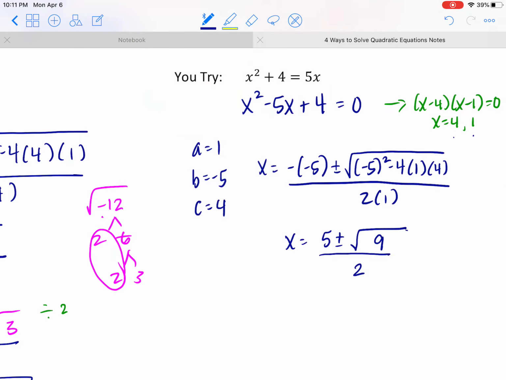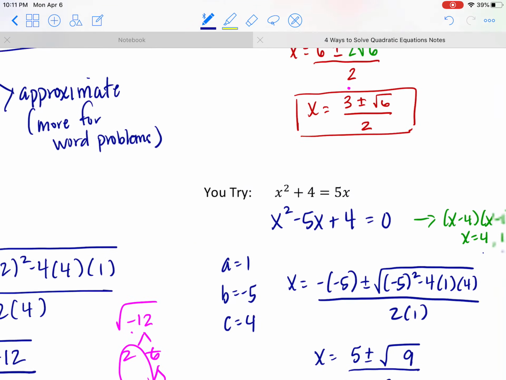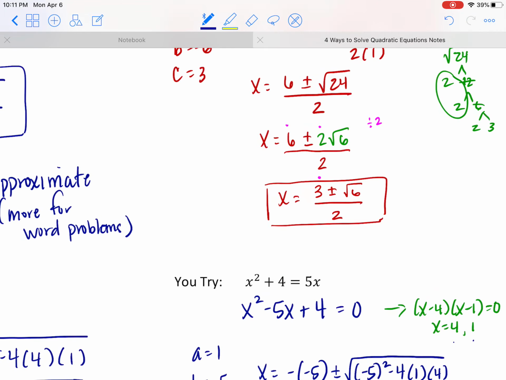And I knew it was going to be a perfect square because I knew these answers were going to have to work out to be nice, rational answers, so I knew I was going to have to be able to take that square root. So if you find yourself working through the quadratic formula and you end up with a perfect square underneath the radical, it means you could have solved by factoring, okay? But let's make sure you can handle the simplifying here.